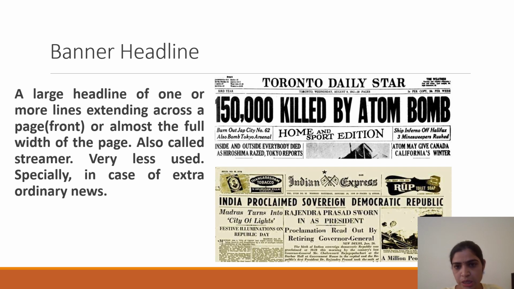You can see two news items here. One is when the atom bomb blast happened in Japan, and the second one is when India got independence. India proclaimed a sovereign democratic republic. This is the kind of news, the rarest of the rare, when we use the banner headline. So it is a very rarely used headline and a very important headline.